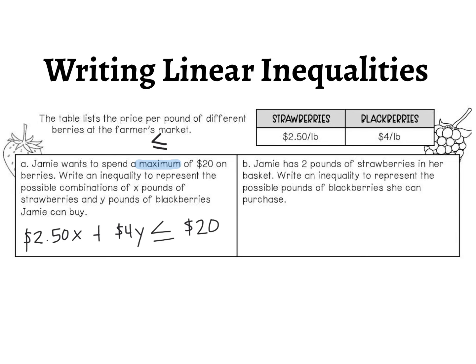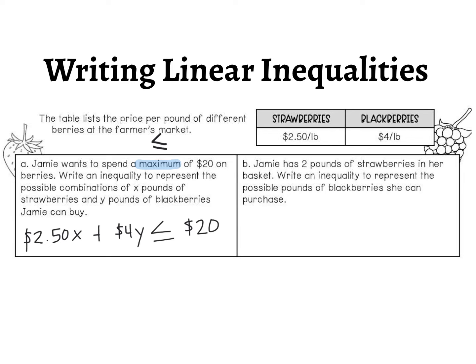Now we're going to use this inequality to answer questions about the problem. Jamie has 2 pounds of strawberries in her basket. Write an inequality to represent the possible pounds of blackberries she can purchase. So, Jamie already is planning on buying 2 pounds of strawberries. How many pounds of blackberries can she purchase with however much money she has left over?